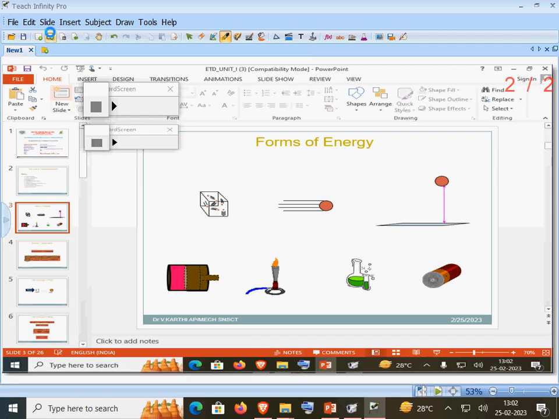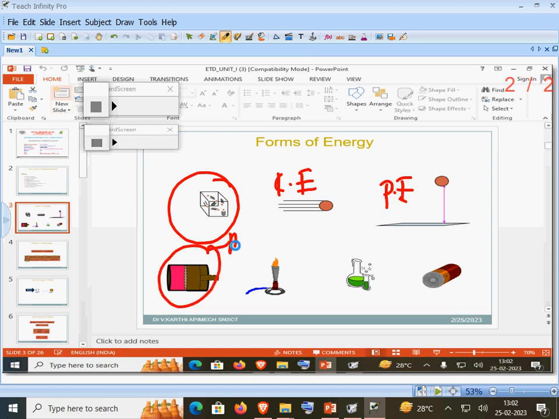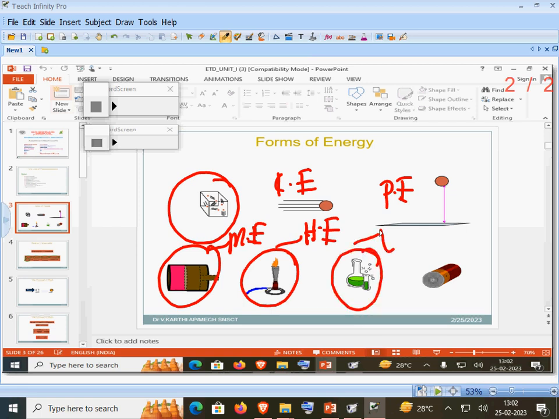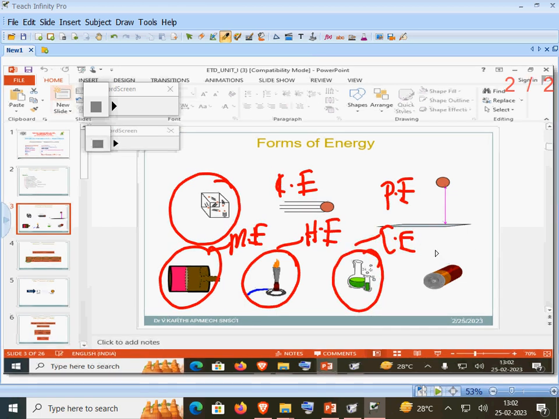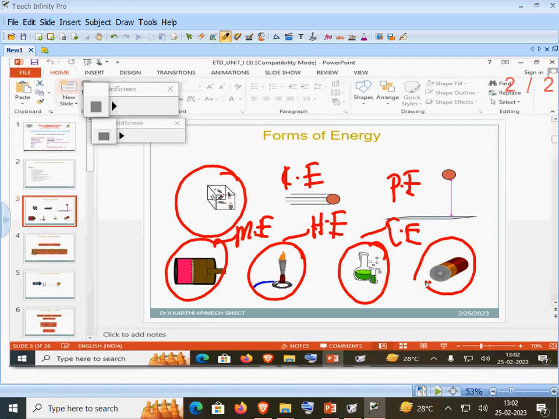The forms of energy: the first one is internal energy, second is kinetic energy, third is potential energy, then mechanical energy, heat energy, chemical energy, and electrical energy. These are the forms of energy.